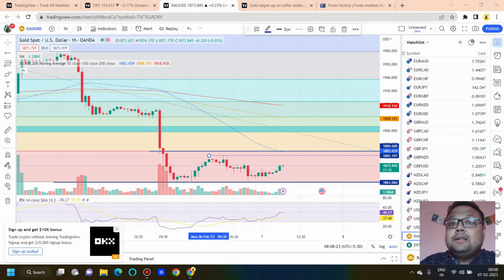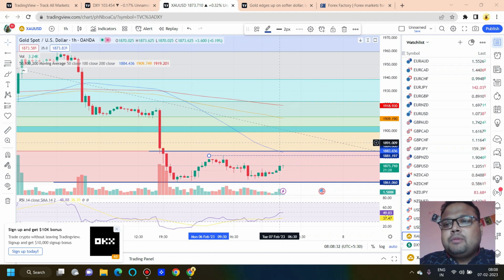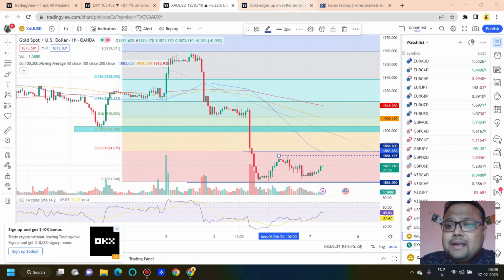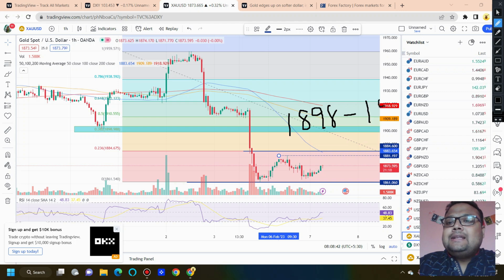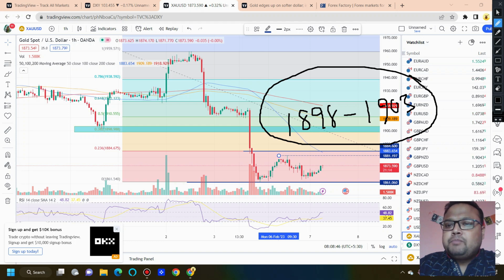In case the correction on DXY becomes very strong, DXY forms big red candles, in that case do not take a sell position because the market will be going up. In that case, you can wait for the market to hit the second resistance of 1898 to 1903. This is the second resistance on the chart of gold right now.